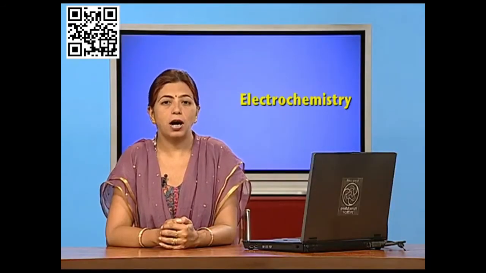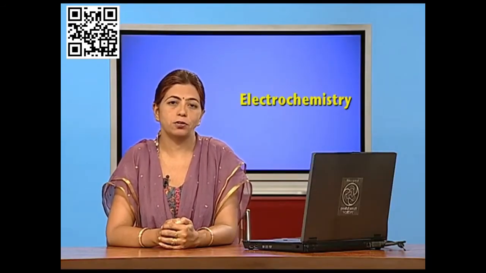Now, let me tell you the factors on which the electrolytic conductance depends. The first one is the nature of the electrolyte. Just now I have explained that there are two types of electrolytes, strong and weak. If the number of ions is more, as in the case of strong electrolytes, the conductance will be more. If the electrolyte is weaker, there will be fewer ions and hence lesser conductance.